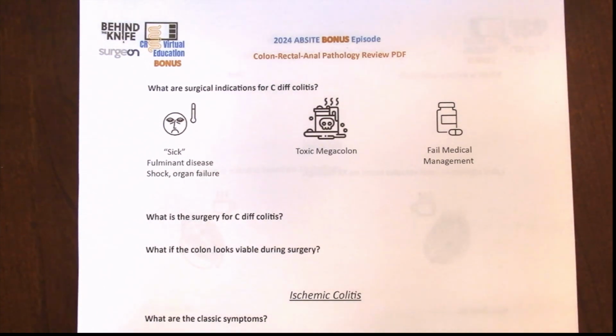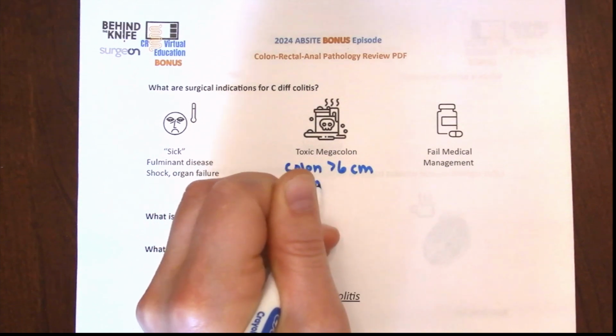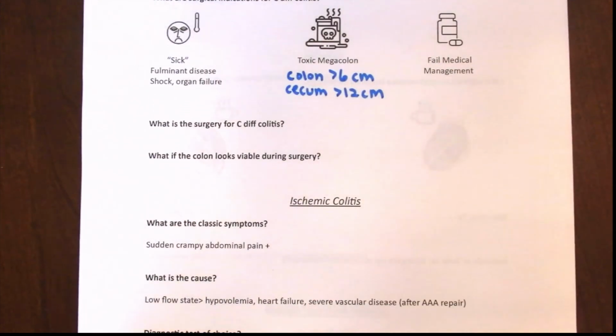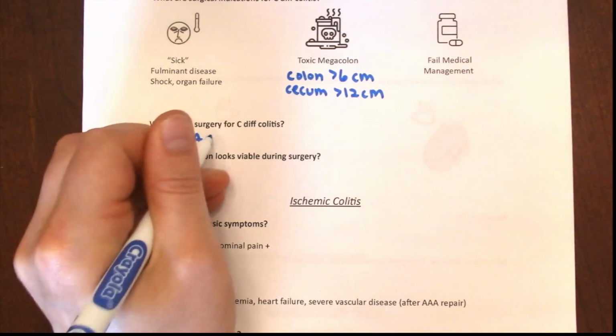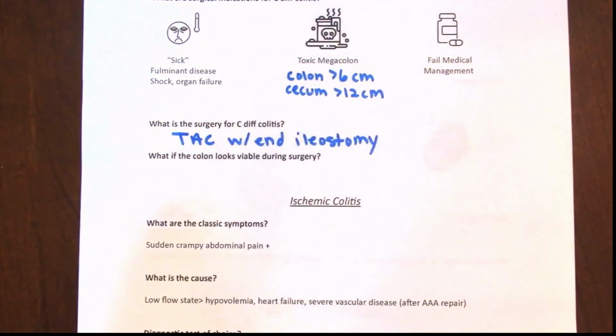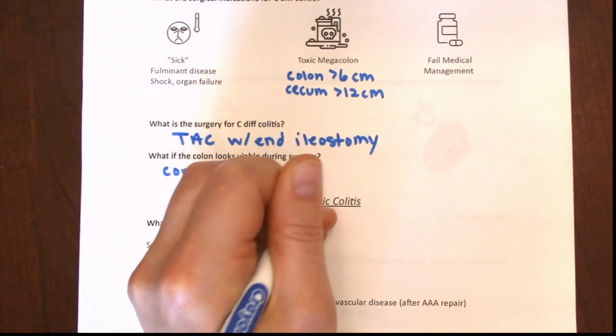Another one is toxic megacolon. So the definition of this is on imaging, their colon is over 6 centimeters at any part, or the cecum is over 12 centimeters. Lastly, an indication for surgery is failure of medical management. Got it. And what is the surgery that you would perform in these cases? You're going to do a total abdominal colectomy with an end ileostomy. And what if the colon looks viable on the outside during surgery? So this is a mucosal disease. So you continue with your total abdominal colectomy, even if the colon looks fine on the outside.